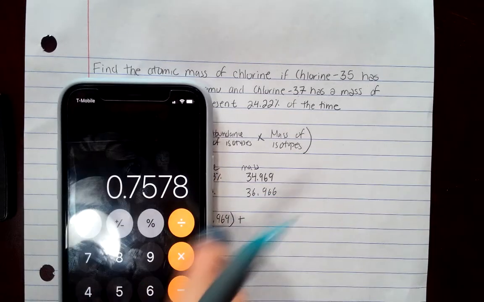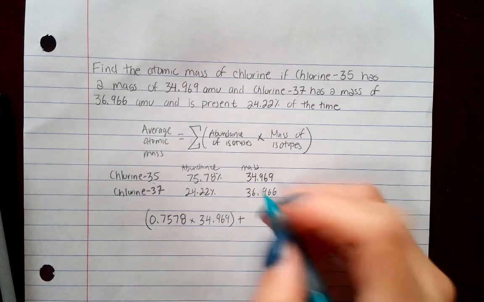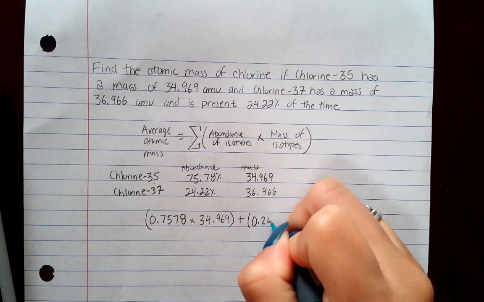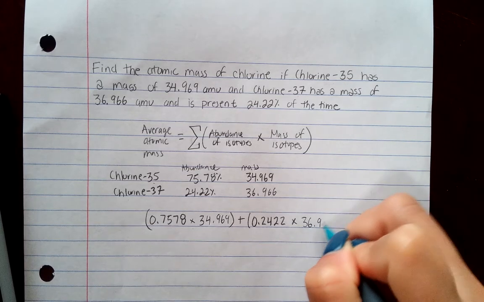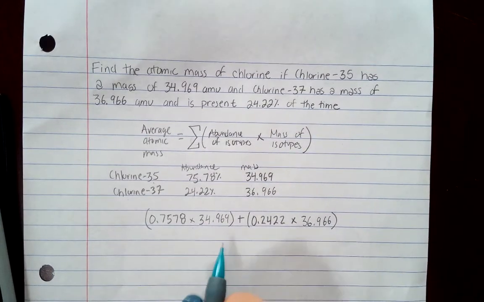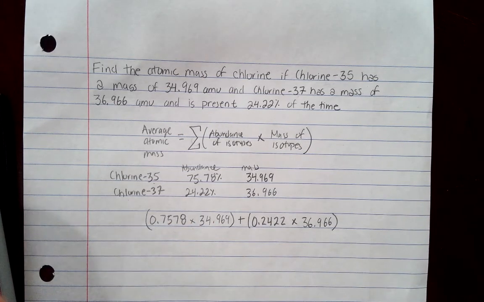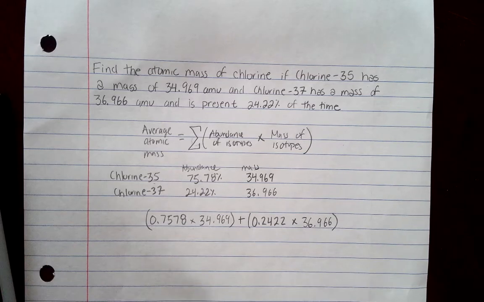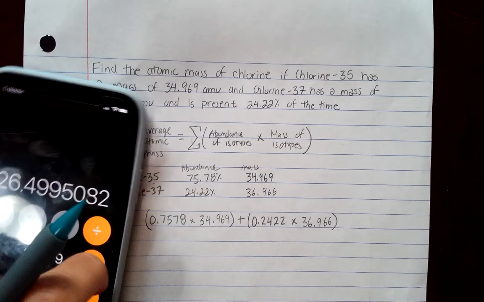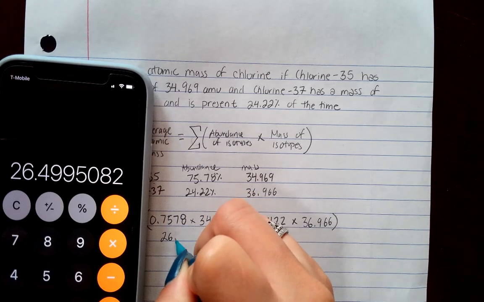Then we're going to do the same thing with 24.22. We divide it by 100 to get it into a decimal, 0.2422, and we multiply that by its mass, 36.966. Always follow PEMDAS, so we do what's inside the parentheses first. So we do 0.7578 times 34.969, and we get a pretty big number. Just write the number for now, and we're going to round at the end to the correct number of sig figs.